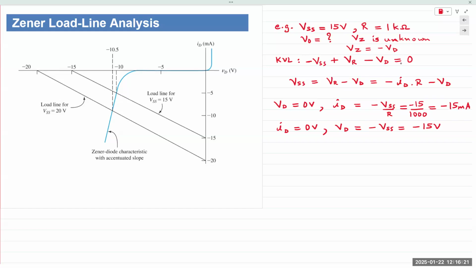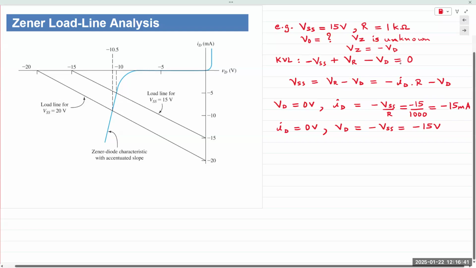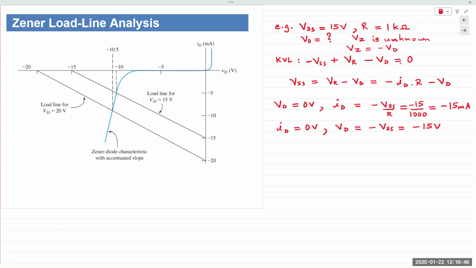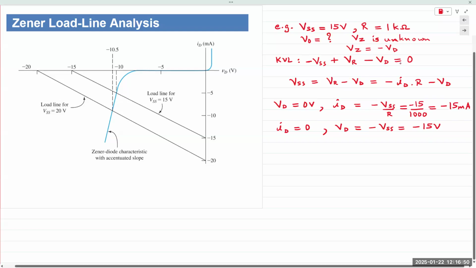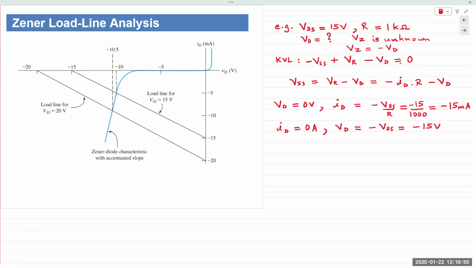Same analysis as the one for the diodes. Yes. Where here in the graph? No, ID, yeah, if you plug in ID as 0, you get VD as minus 15. Oh, right here. Thank you. 0 amps. Yes.